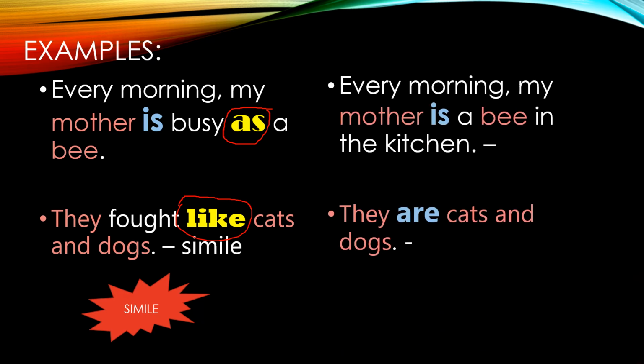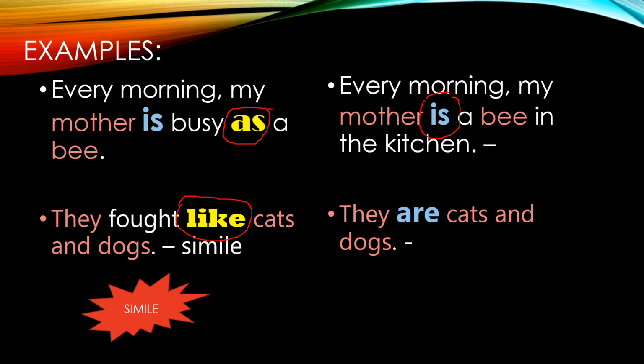Then, eto, kinuha ko halos magkaparehas. Every morning, my mother is a bee in the kitchen. So, tingnan nyo, narito pa rin si mother, narito pa rin si bee. Pero nawala yung word na as. Naiwan yung ating tinatawag na linking verb, is.